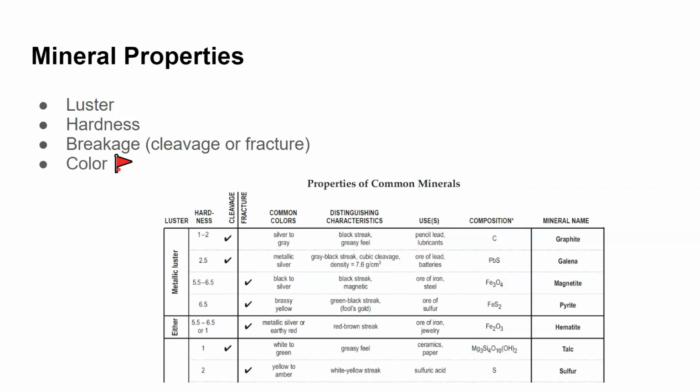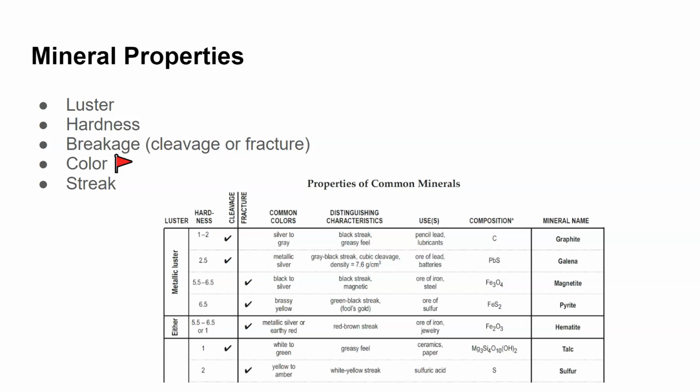color. Notice the red flag here. You need to be a bit wary of using color for identification purposes. And last but not least, we have streak. So instead of using color, streak would be a better property to use.